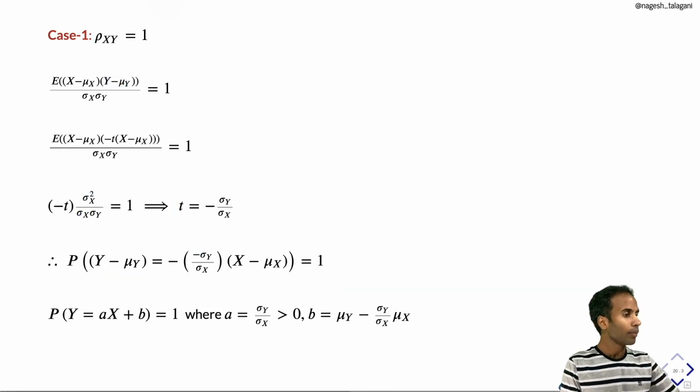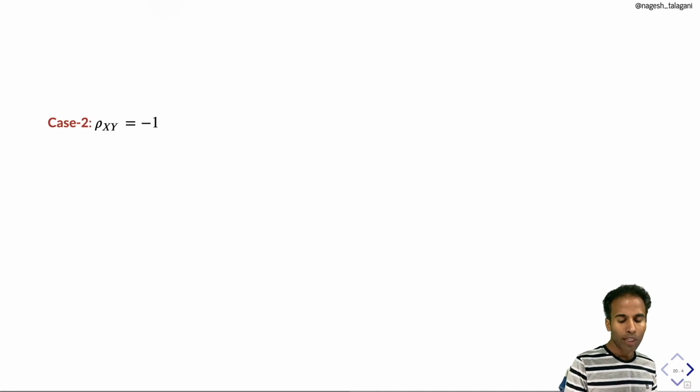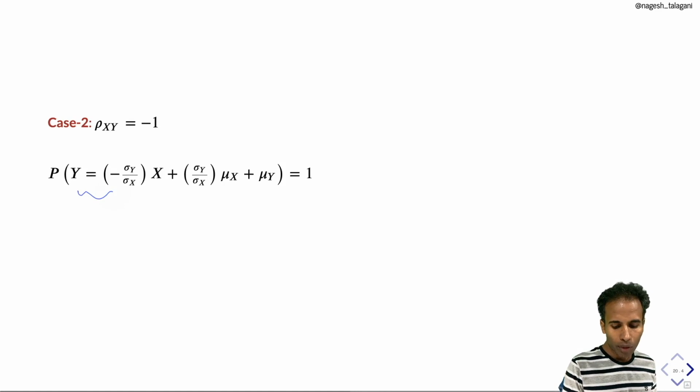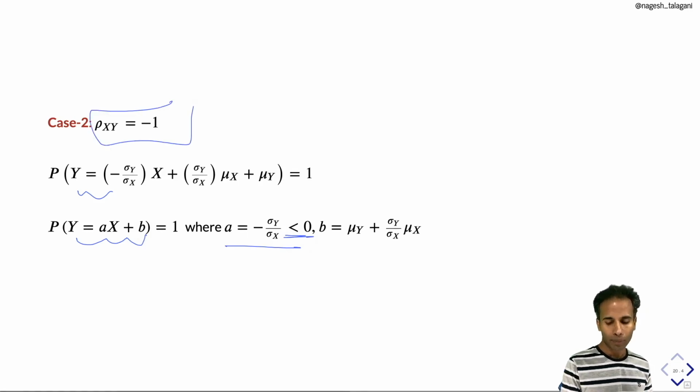Okay, fine. Similarly, in case 2, when rho XY equals minus 1, similarly we can show that Y will be equal to minus sigma Y by sigma X times X plus sigma Y by sigma X times mu X plus mu Y with probability 1. So that means we can see that here Y equals aX plus b with probability 1, but here a equals minus sigma Y by sigma X, which is negative. So when the correlation coefficient is minus 1, Y is perfectly linearly related with X in the negative direction.